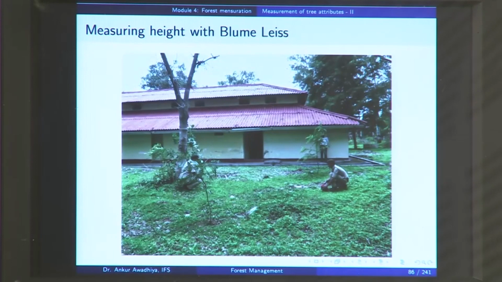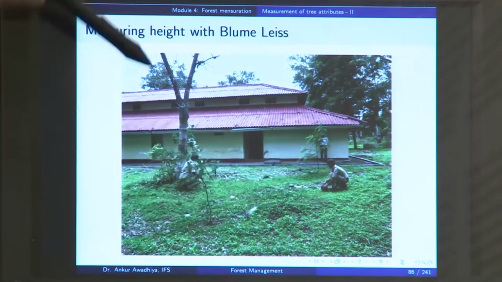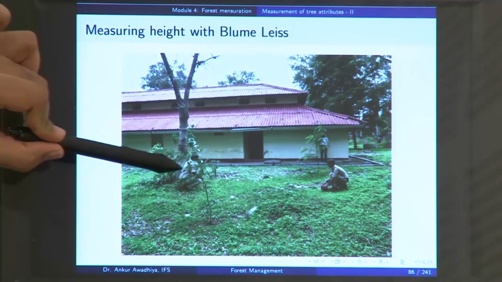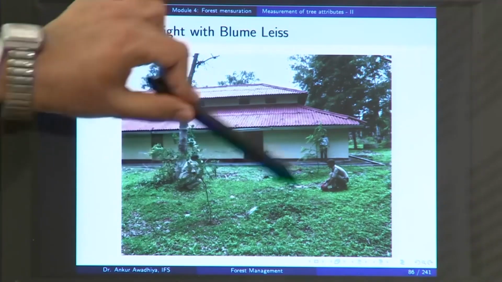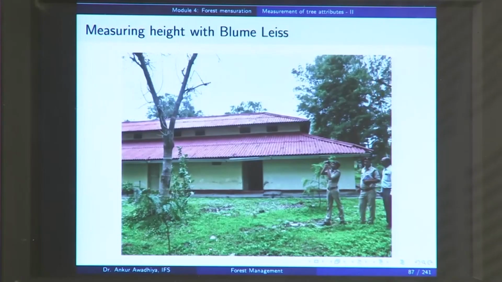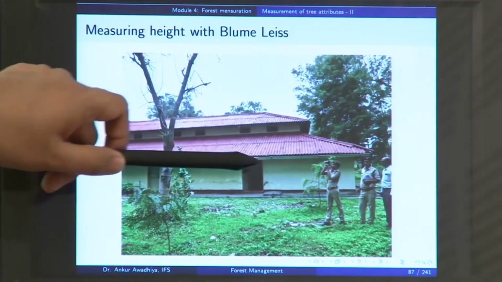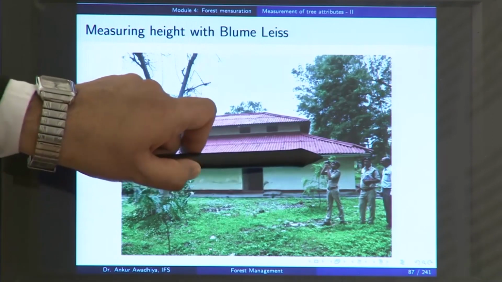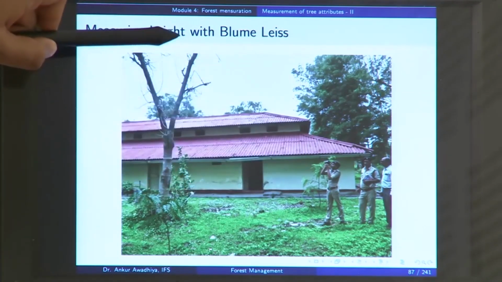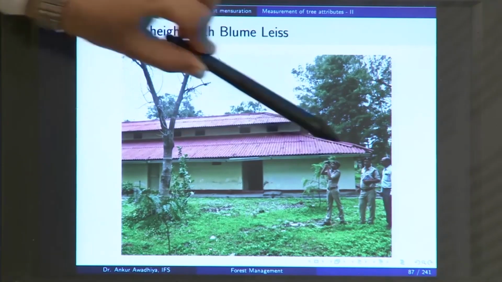So, essentially what you are doing is that in the first stage you measure the distance from the base of the tree. So, here you have two people, you are measuring the height of this tree. So, we are using a tape to measure this distance where this person will be standing. Next, this person takes this Blume Leiss and uses it in such a manner that his eye, the eyepiece, the objective and the top of the tree all form a straight line.